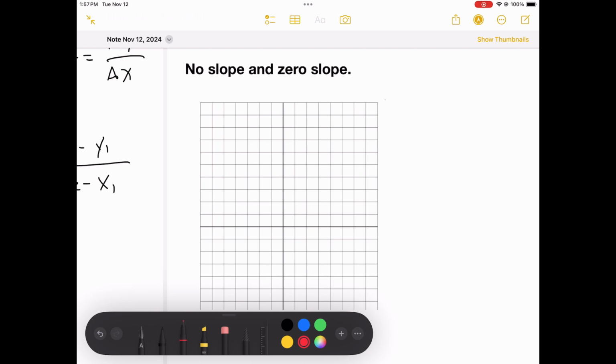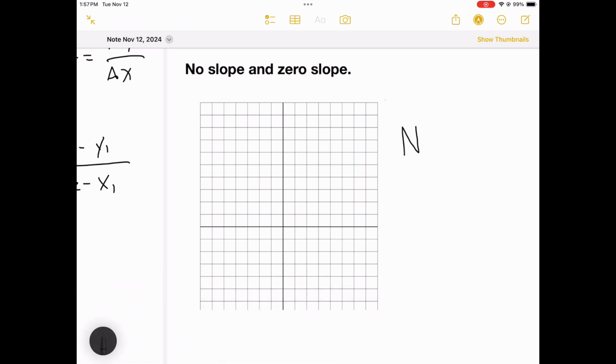No slope, how I always like to think of no slope is like this. No, I put arrows, slope. See how the arrows point up and down on the letter N? That means no slope would be something that looks like this. It is a vertical line, okay? It is not a linear function because it does not pass the vertical line test. It is not a function, I should say. It is still a line, but it is not a function because it does not pass the vertical line test.